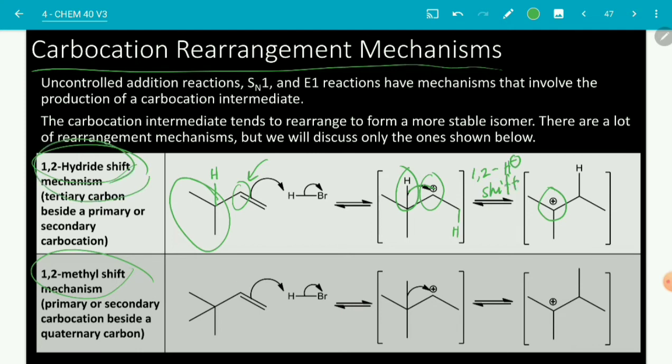Kapag naman, yung same carbon, okay, this is a secondary carbon na involved sa double bond, okay, may katabi siyang quaternary carbon, okay, possible na yung methyl group ng quaternary carbon na yun, lumipat doon sa secondary carbocation after the preliminary step or yung first step ng addition reaction. Magpo-form naman siya ng tertiary carbon pa din. So, ang tawag naman dito ay 1,2 methyl shift.